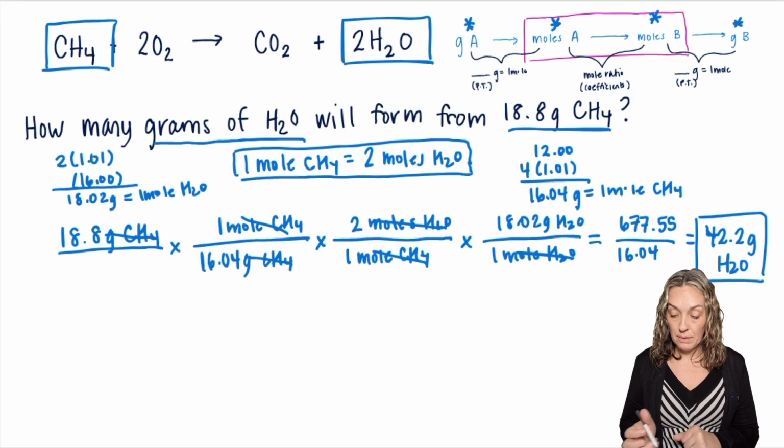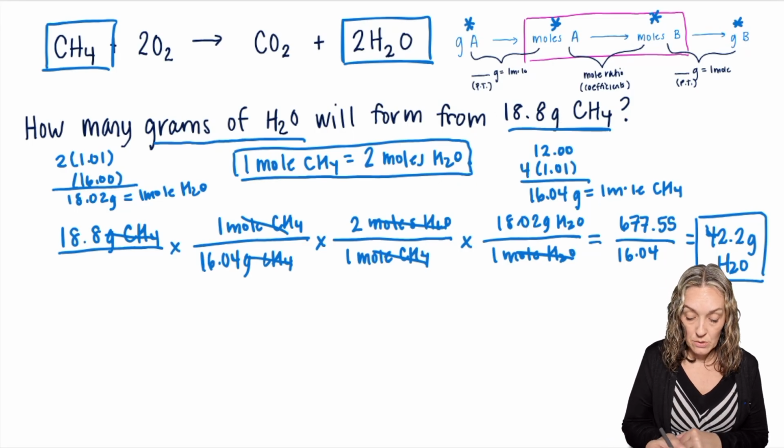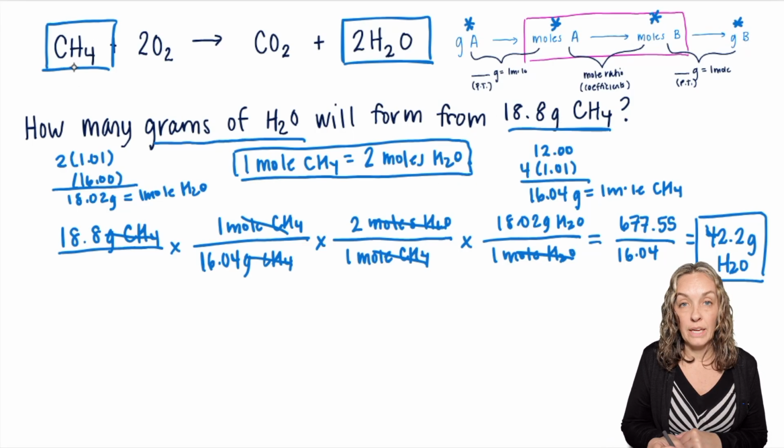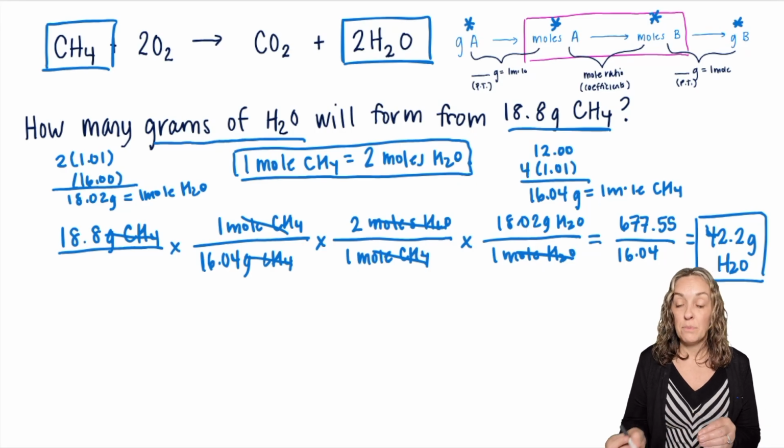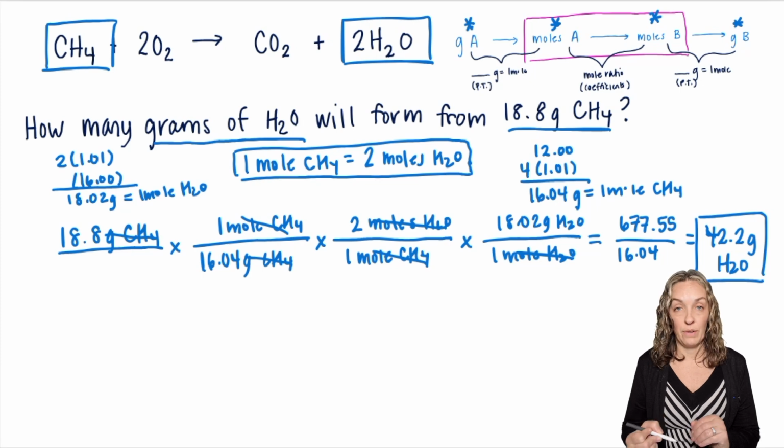So what does this number mean? This means that if I ran this reaction starting with 18.8 grams of CH4, I can predict that I would make exactly 42.2 grams of water when I ran the experiment.